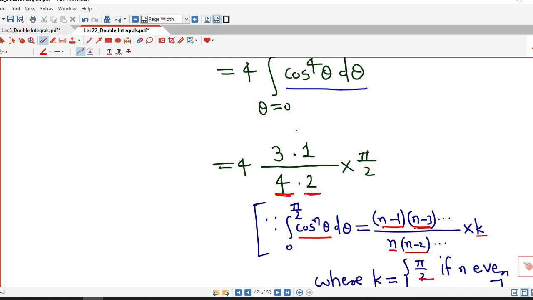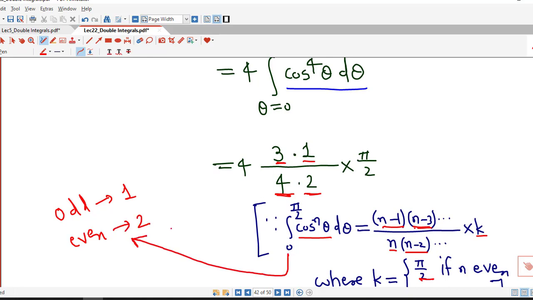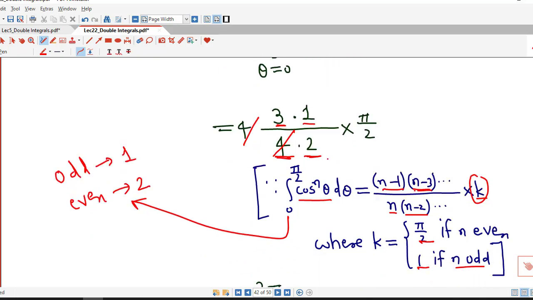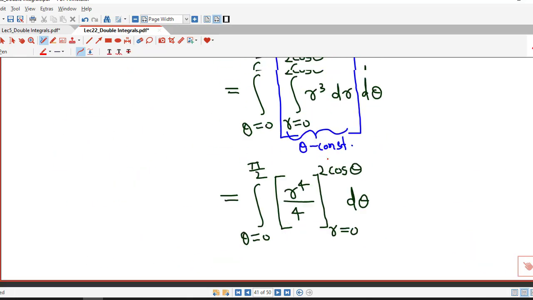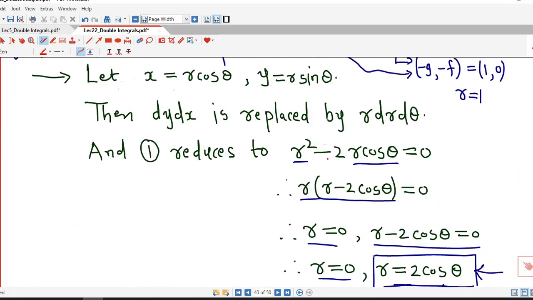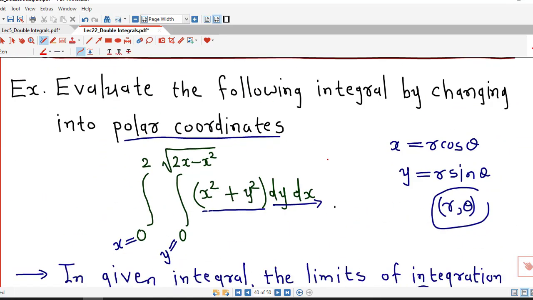So we stop here. In the numerator we start with 4 minus 1, that is 3, and if we subtract 2 from 3 we obtain 1. And as we know, if first factor is odd, we stop when we obtain 1, and if first factor is even, we will stop when we obtain 2 while using this reduction formula. So here 3, 1, 4, 2, and here power of cosine is even, so value of k is pi by 2. So here 4 will cancel out and we have 3 pi divided by 4. So value of given double integral after changing into polar coordinates is 3 pi by 4.